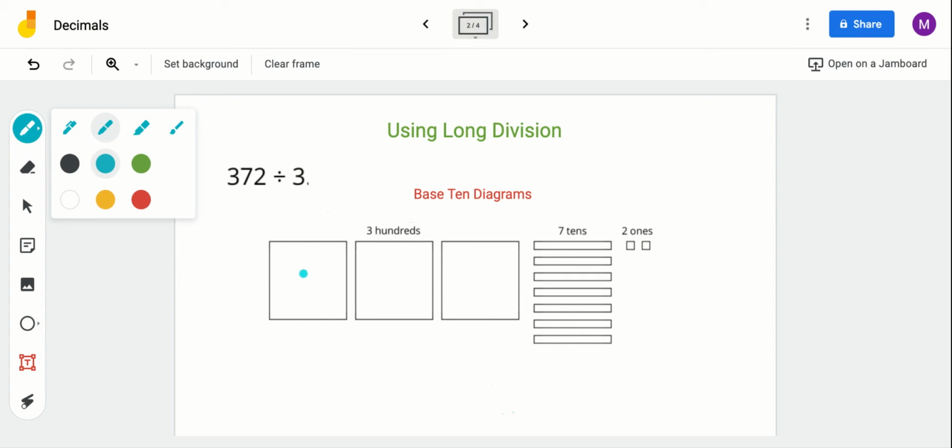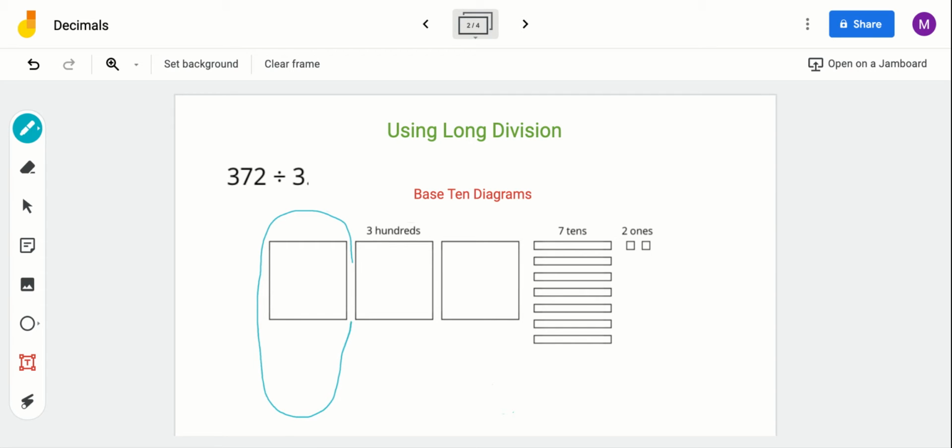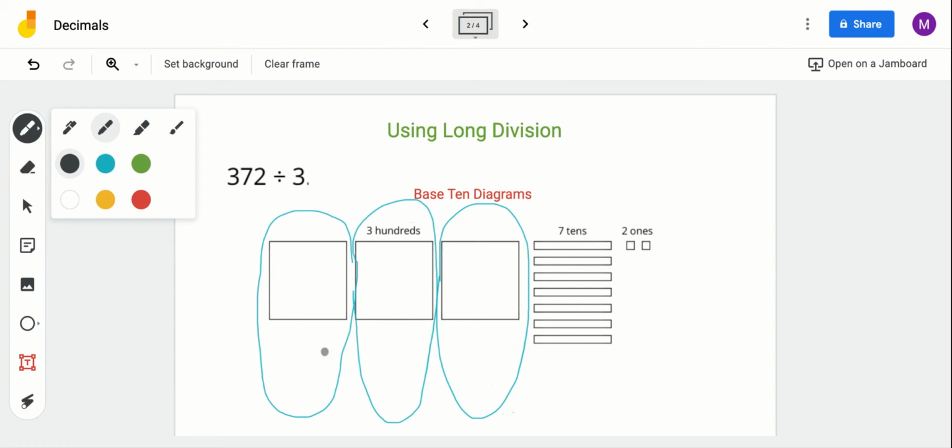What's nice is since I have three hundreds, I can make my groups right around them. I can split my hundreds equally into three groups, which is really nice. So I'll make my groups right around those hundreds. Here's my second group, and my third group. I started with my largest place value, the hundreds, and I was able to break those up equally into those three groups.